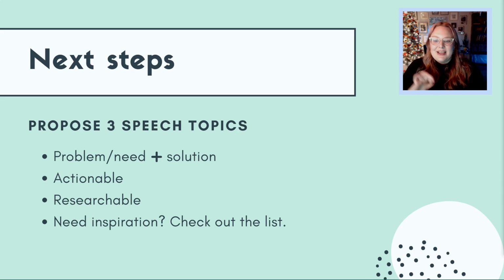Remember that these need to be actionable. They need to be researchable. So to figure out if it's researchable, it might be worth doing a quick preliminary Google search to make sure you can find good stuff about it. If you're feeling a little bit stuck or you're not feeling very inspired, that's okay. The next thing in this module is a link to a list of ideas to get your noggin jogging a little bit. These are not full speech topics, but it might be a part of one. It might be the problem or the need, and then you can come up with the solution to it.